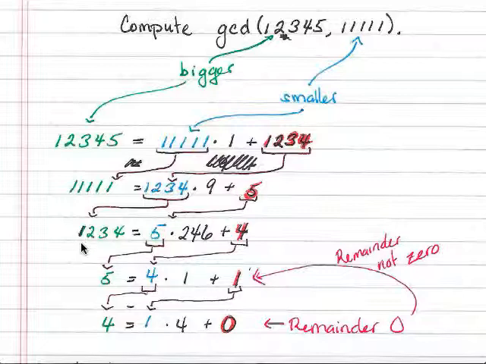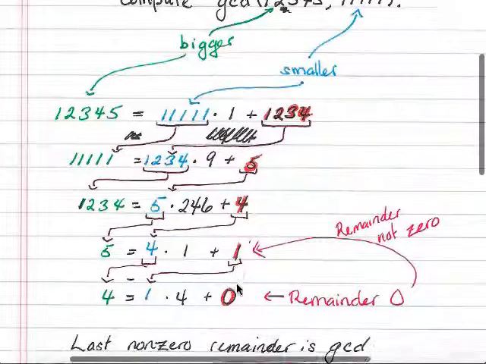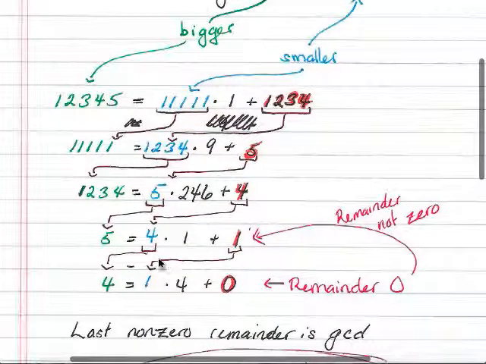So, 1,234 equals 5 times 246 plus 4, 4 being our remainder again. We do it again, take the 5, move it over to the green position, take the remainder, and move it over to the blue position. 5 divided by 4 is 1 with a remainder of 1. And then we do it again, move the blue over to the green, move the remainder over to the blue.